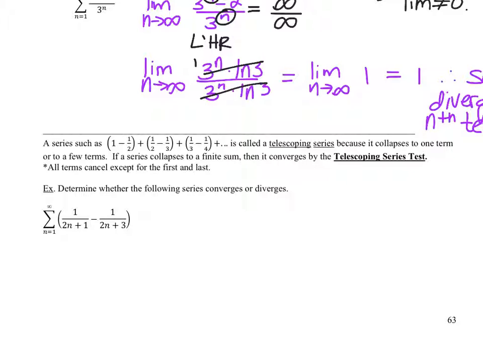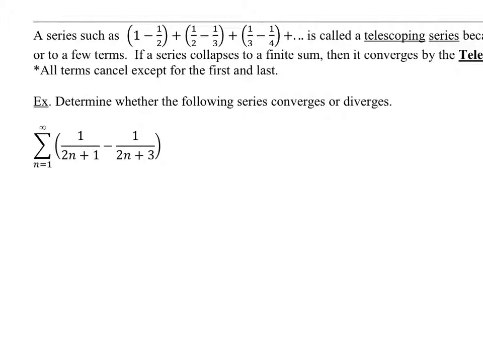So a telescoping series converges if everything cancels out except for the first and last term. And under any other conditions, it diverges. Or it's just not a telescoping series. All right, so I'll show you actually how to find the sum on top of that.